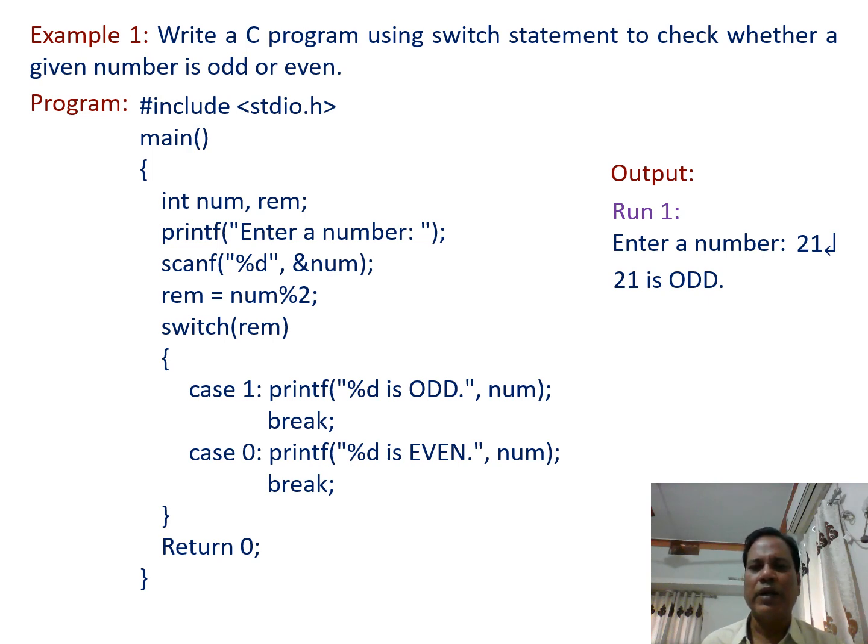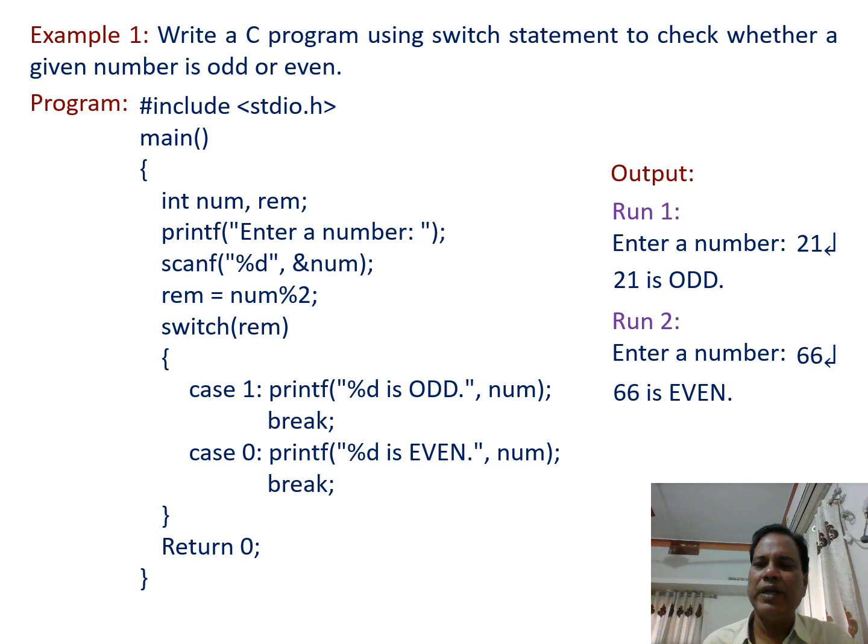Now if we run the program a second time and suppose this time we take the number 66, then we press the enter key, we see that the result displayed is "66 is even", because when 66 is divided by 2, we find the remainder as 0. So that 0 value is matched with the second case value 0, and so we get the output %d is even. What is the num value? It is printed here, that is 66. "66 is even" is displayed.